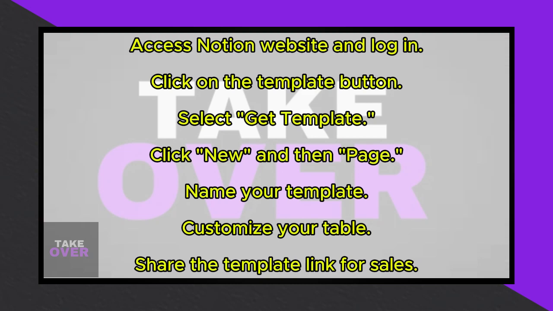Once your template is ready and you're considering selling it, you'll need to share it with potential buyers. Click on the Share button located at the top of the screen. Select the Invite Only option, and then click on it. Finally, copy the generated link and distribute it to interested parties to initiate sales.